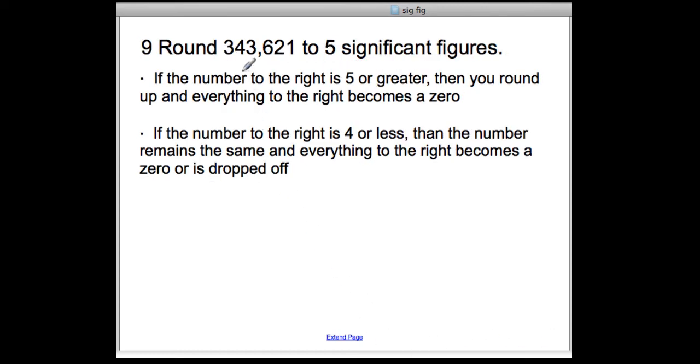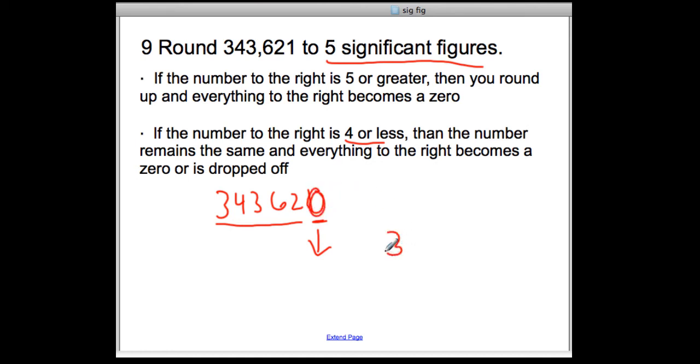So in this example, I have 343,621. And I'm supposed to round this to 5 significant figures. So here's 1, 2, 3, 4, 5. So there's 5 numbers there that I'm going to round. I'm going to take a look at that number just to the right of that and determine how I'm going to round this. Okay, it's a 1. Well, it's 4 or less, so again, I like to think of this as being rounded down. So instead of being a 1, I'm going to take this down to a 0.